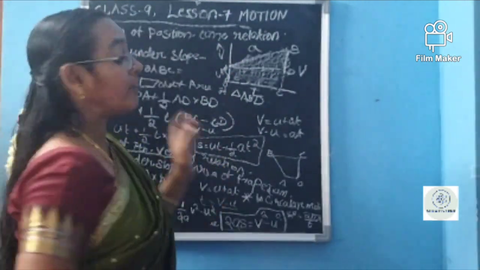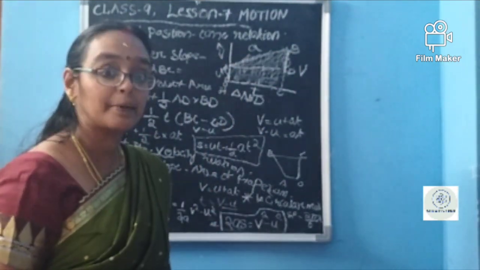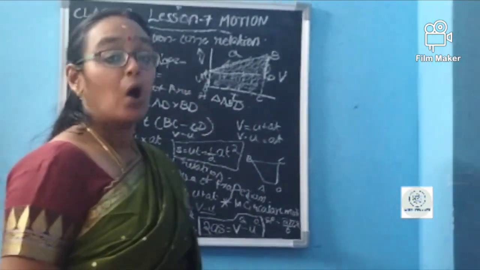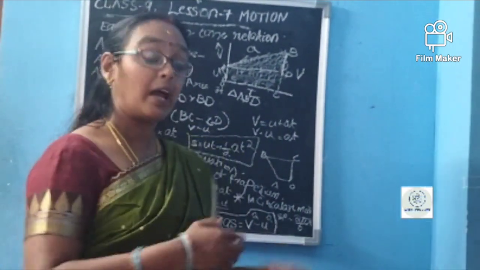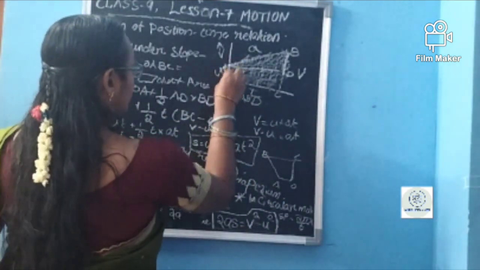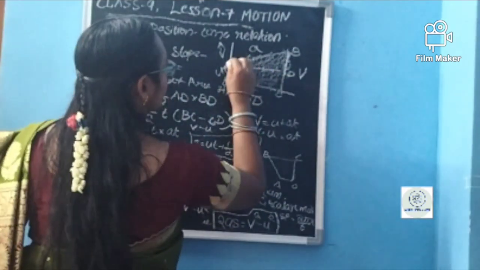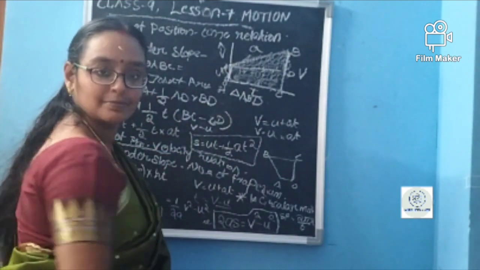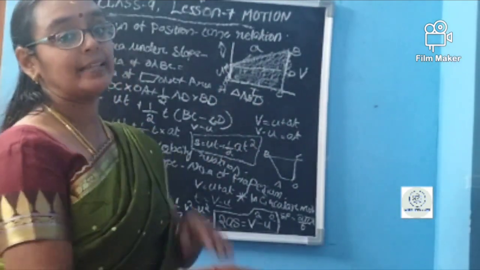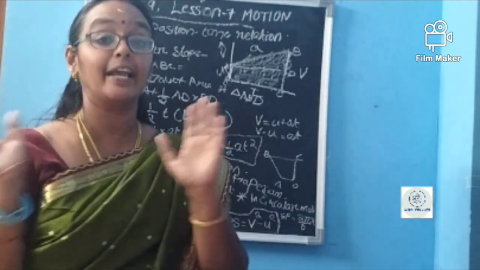But here we are considering it as a trapezium. What is this trapezium, Kanna? You have already learned. What is the specialty of trapezium? One pair of opposite sides are parallel while the other opposite sides are not parallel, isn't it? Here, this side is parallel to this, but this is not parallel to this. So one pair of opposite sides are parallel while the other pair is not parallel in the case of trapezium.